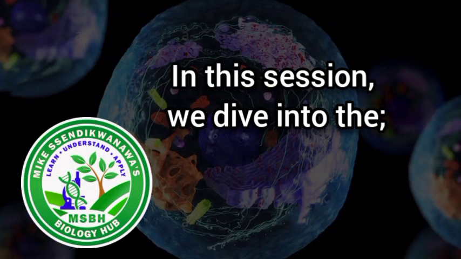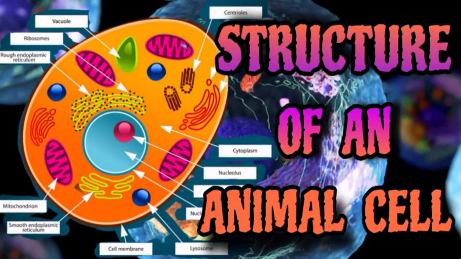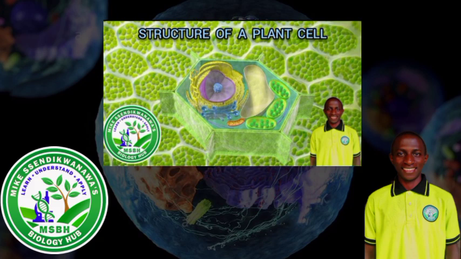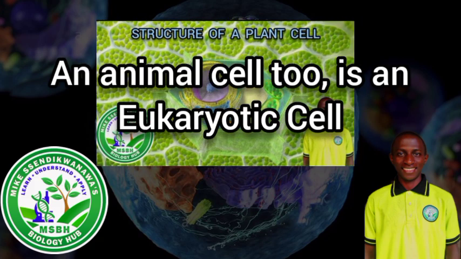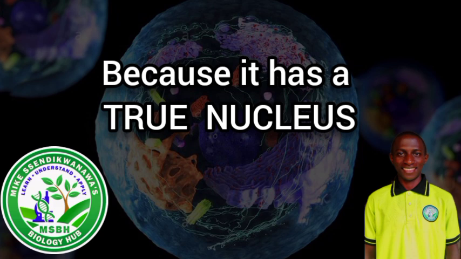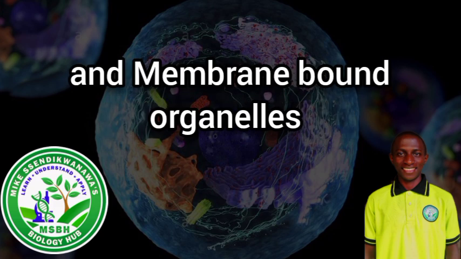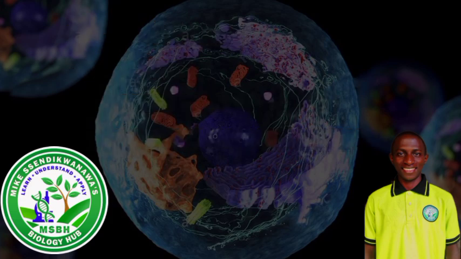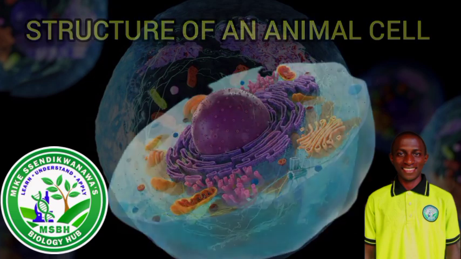In this session, we dive into the structure of an animal cell, briefly describing the structure of each part and stating its function. And just as we discussed in session 7 about a plant cell, an animal cell too is a eukaryotic cell because it has a true nucleus and membrane-bound organelles, though it lacks a cell wall, chloroplasts, and a large permanent vacuole. Structure of an animal cell.